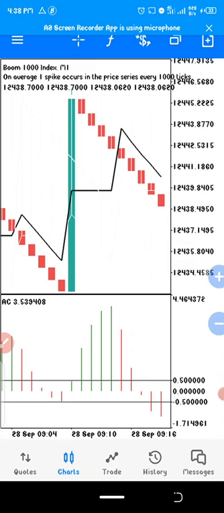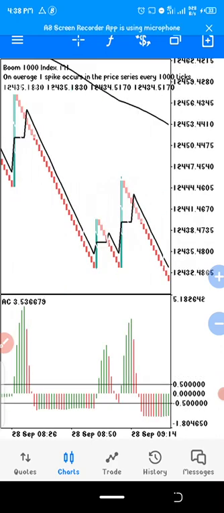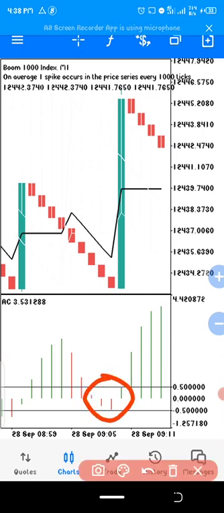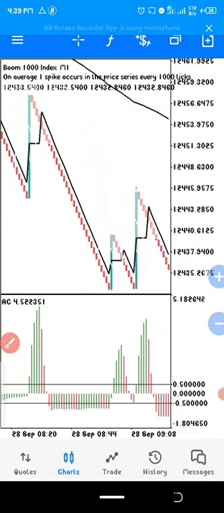Now let me show you how it works. You want to make sure it crosses the 0.5 level. You can see right here it didn't touch the minus 0.5 level, sorry. So you wouldn't be taking any trade if it doesn't close below the minus 0.5 level.